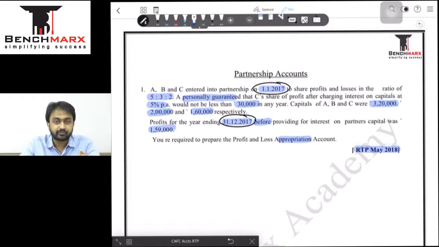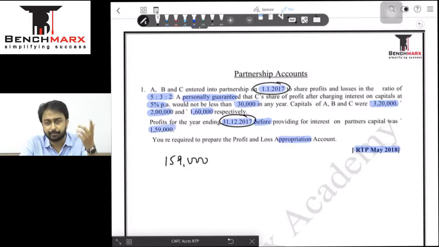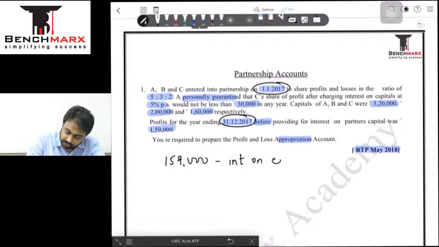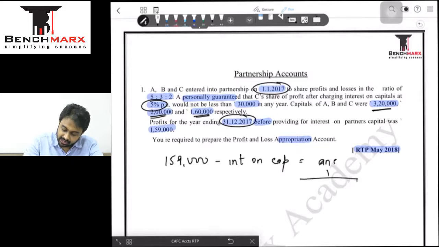So what happens is I will first bring the 1,59,000 into the profit and loss appropriation account on the credit side, because these are the profits before providing for partners' capital interest. From this I will subtract the interest on partners' capitals. We have the rate of 5% and we've got three capitals of 3 lakh, 2 lakh and 1 lakh 60. We'll apply 5% on these three capitals, compute the interest, subtract that interest from this and get some answer. Whatever is the answer will be shared in the ratio of 5:3:2. And who has given the guarantee? The guarantee has been given by A.